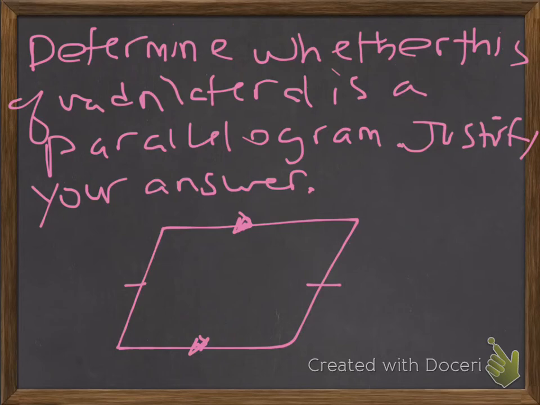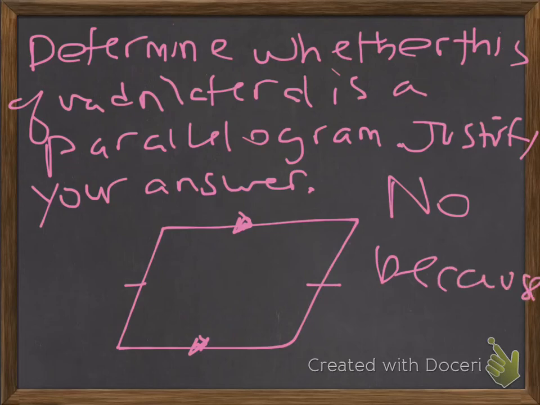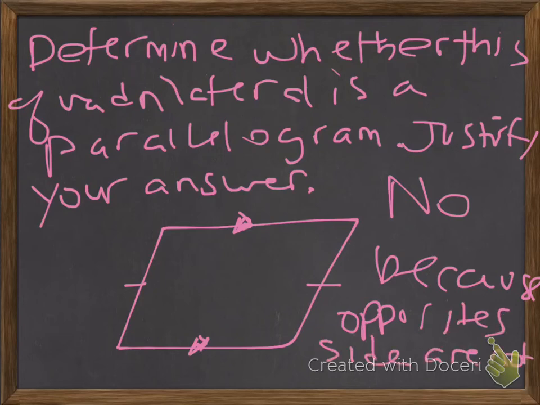And then determine whether this is a parallelogram or not. Justify. Well, one of the theorems says that to be a parallelogram, we need opposite sides congruent and parallel. We have one or the other, but we don't have both. So I would say no, because opposite sides are not both parallel and congruent.